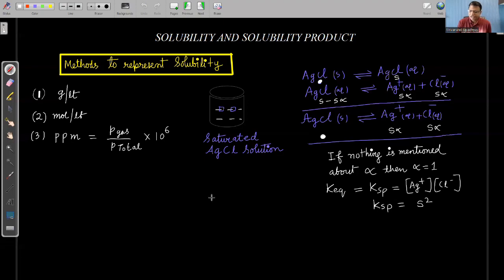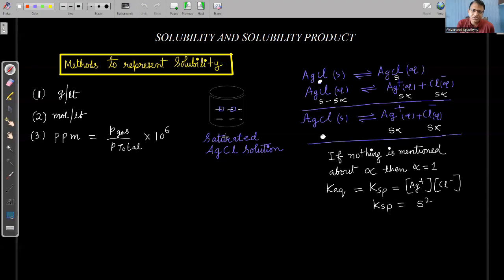Okay, so let us start our video regarding solubility. We are studying equilibrium, right? So we are discussing saturated solution. We should not forget that it is a saturated solution. Saturated solution means the maximum amount of solute that can be dissolved at a given temperature in a solvent.